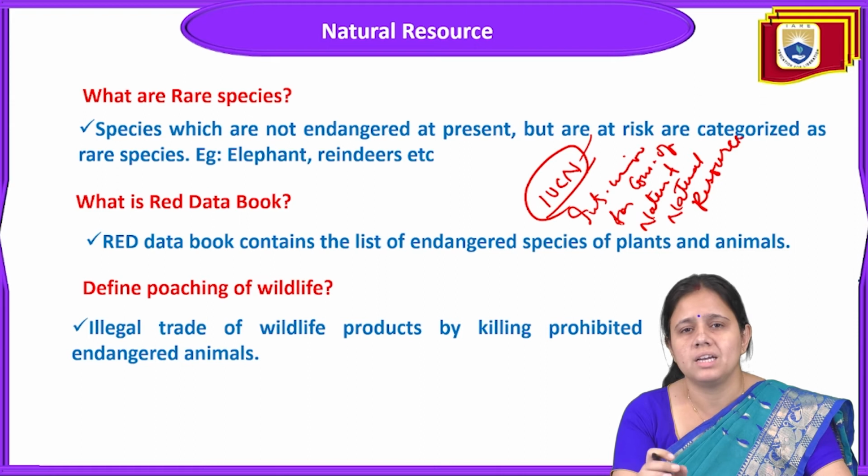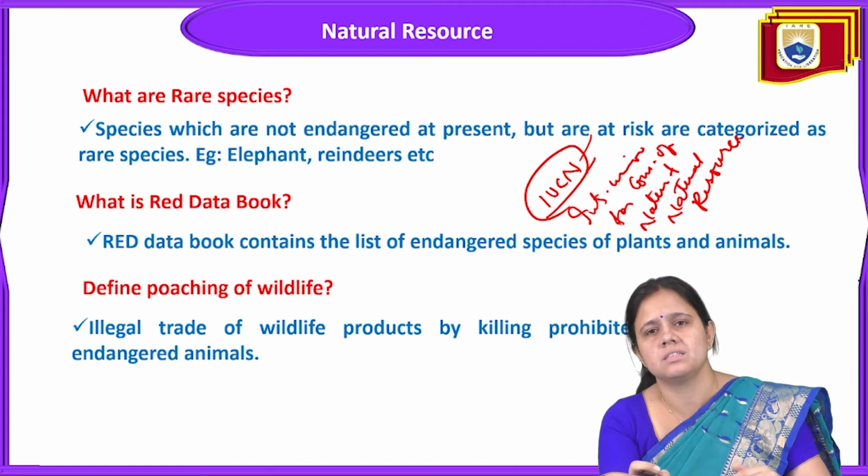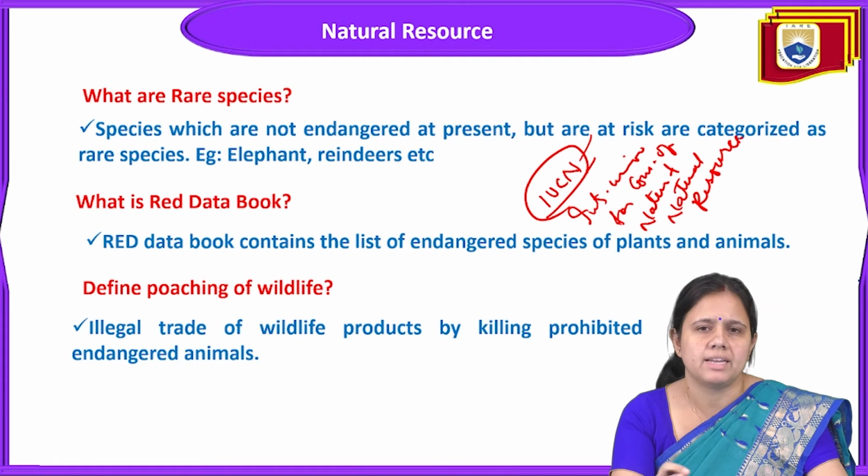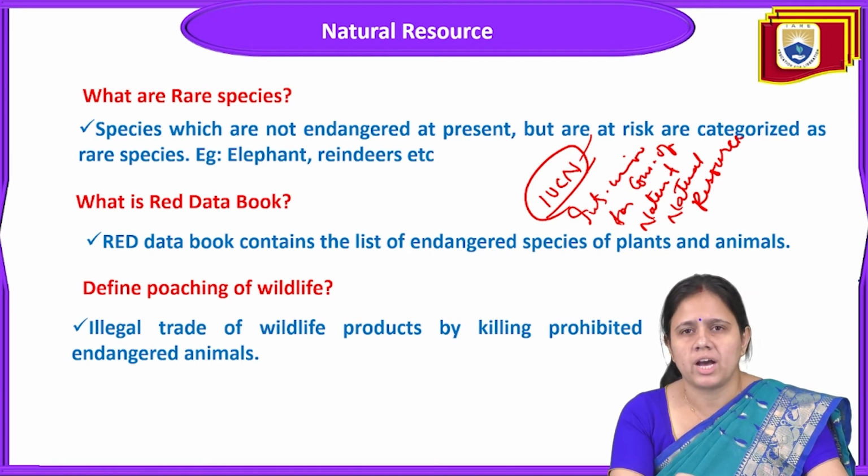So 7 to 8 categories are there in this Red Data Book. We'll discuss them later. In these categories they have put all the plants and animals that are present on this earth, and that has been given by IUCN, and that book is called the Red Data Book.